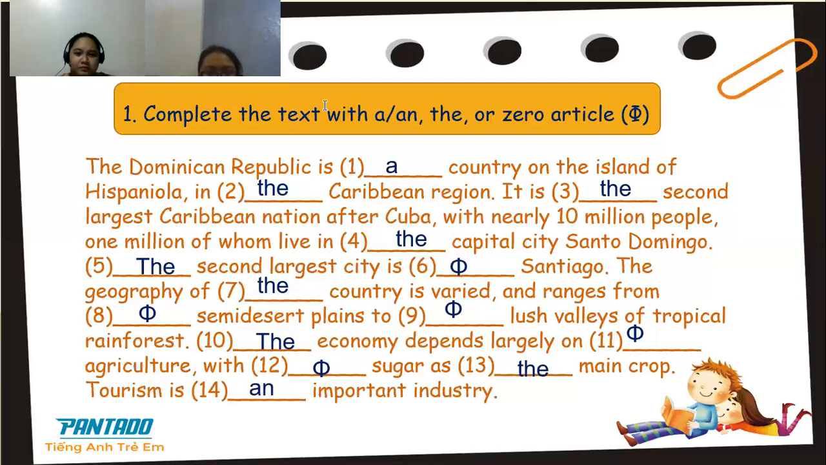The Dominican Republic is a country on the island of Hispaniola in the Caribbean region. It is the second largest Caribbean nation after Cuba, with nearly 10 million people, 1 million of whom live in the capital city, Santo Domingo. The second largest city is Santiago. The geography of the country is varied and ranges from plains to large valleys of tropical rainforest. The economy depends largely on agriculture.